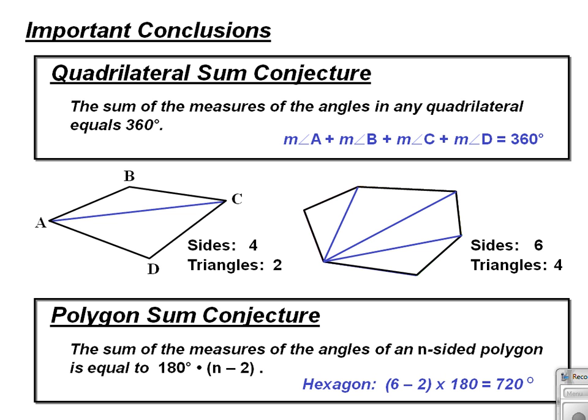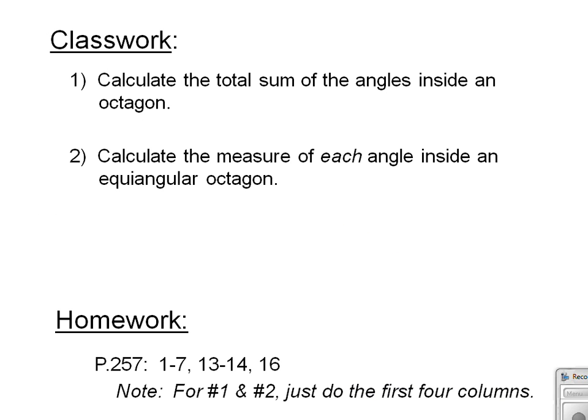The polygon sum conjecture says that given an n-sided polygon, the sum of the measures of the angles of that polygon is equal to 180 degrees times the number of sides in a polygon minus 2. So for example, that hexagon can be divided into 4 triangles. 6 minus 2 is 4. Multiply the sum of the angles of each triangle together, 180 degrees per triangle, 4 triangles. It leads us to conclude that the sum of the measures of the angles of a hexagon is 720 degrees. But that conjecture applies to any polygon, not just a hexagon or a quadrilateral or a triangle. Thus concludes today's lesson.